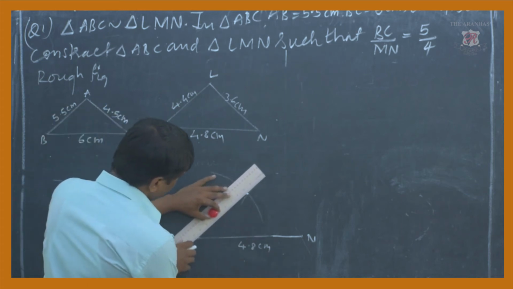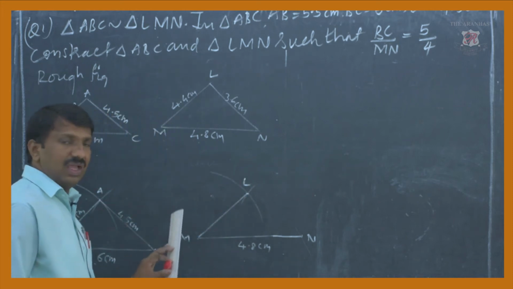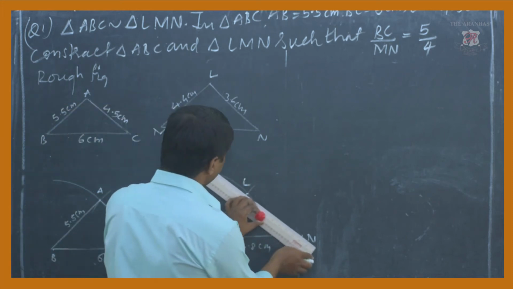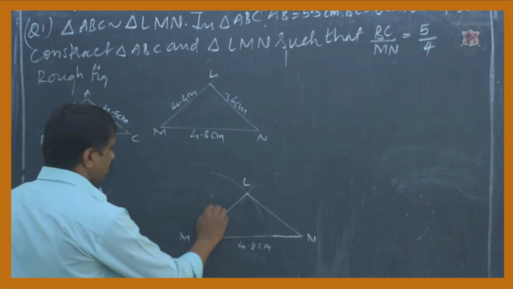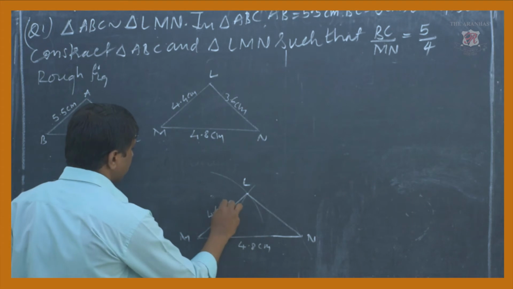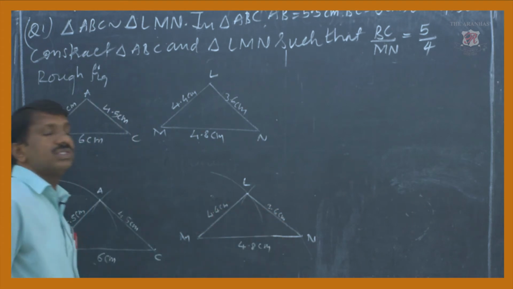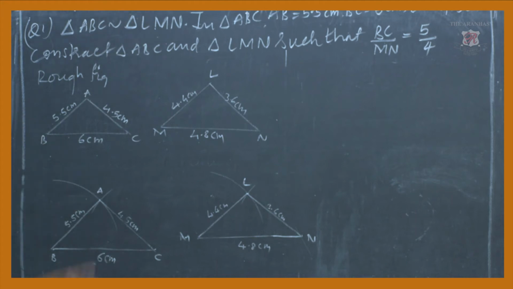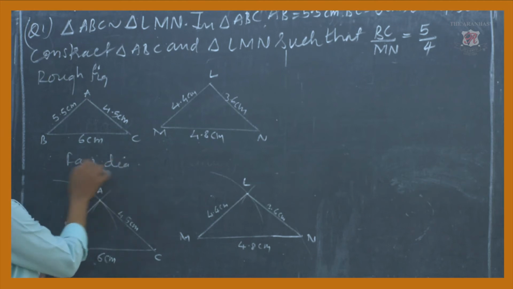What do you have to join? Join the segments. Here it is LM and next is LN, like this. Write the measurements. This will be 4.4 centimeter. Here we have 3.6 centimeter. So this is the required construction. It's a rough diagram, and for it you can write that it will be a fair diagram.